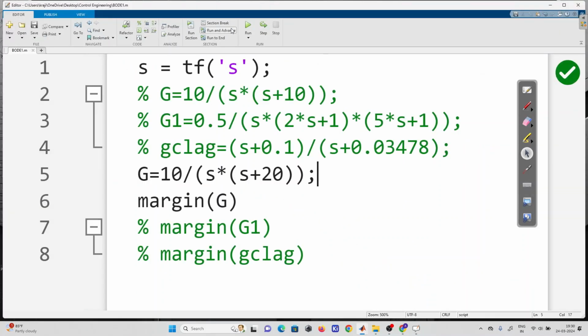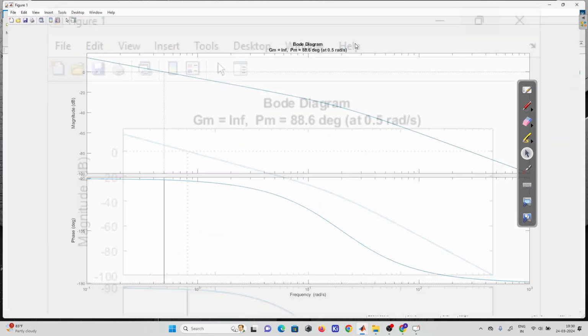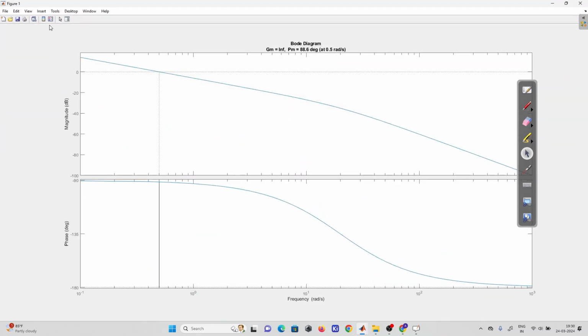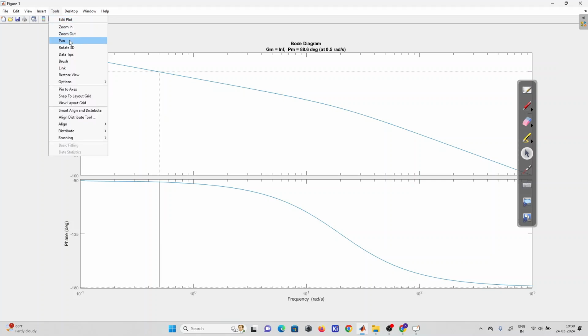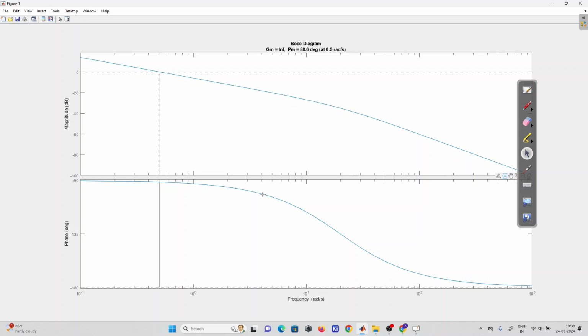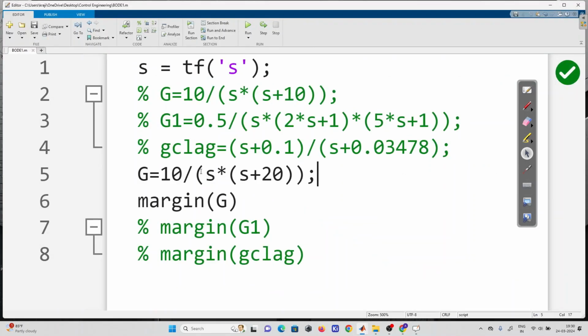So at minus 130°, what should be the frequency? We'll add the data tip. So minus 130° we should go. I think some mistake is there, so that value I have to change. It was 20. What is the function? So 10t divided by s into s plus 20. Correct.